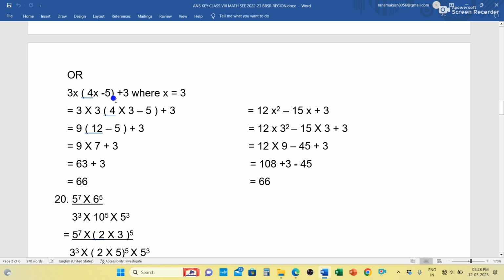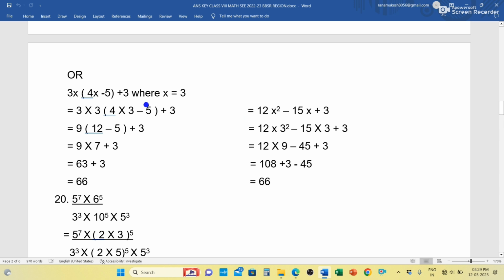Or you can solve this one also. 3x multiplied by 4x minus 5 plus 3, where x equal to 3. So you have to put the value of x equal to 3. Here you will put 3 into x, that means 3 into 3, multiplied by 4x, that means 4 into 3, minus 5 plus 3. So 3 into 3, 9, 4 threes are 12, minus 5 plus 3. Then 9 multiplied by 12 minus 5 equal to 7, plus 3. 9 sevens are 63 plus 3, equal to 66. You know BODMAS rule. First you have to solve the bracket, then of, division, multiplication, addition, and finally you have to solve the subtraction.